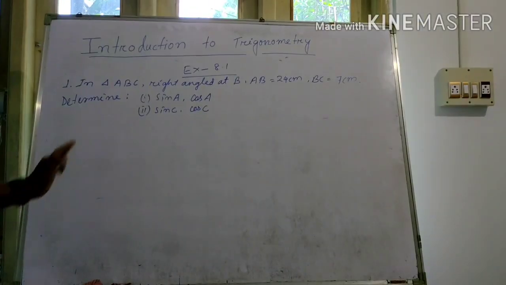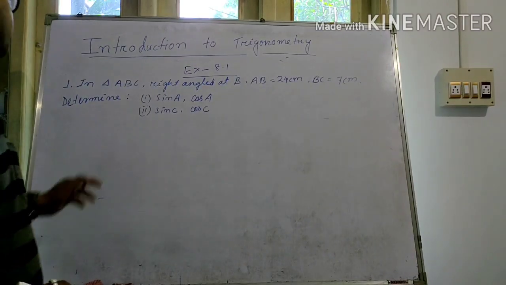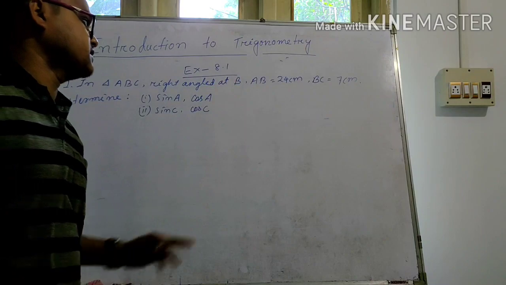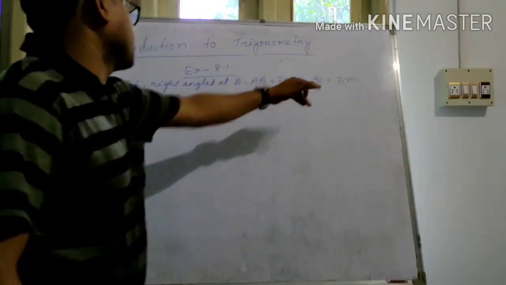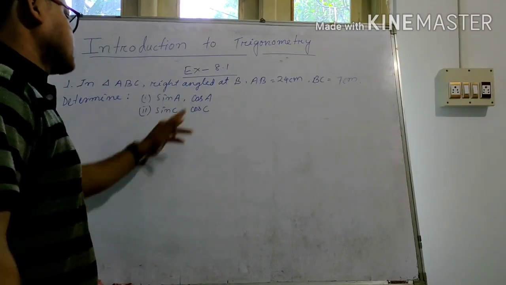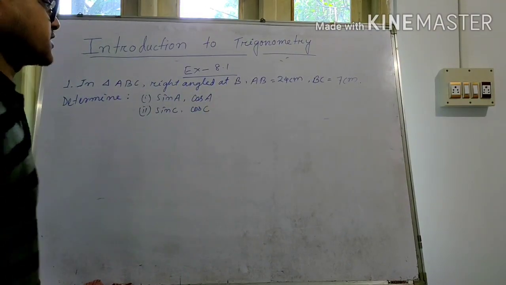Okay, I take an example from exercise 8.1. In a triangle ABC, it is right angled at B. AB is given as 24 and BC is given as 7 cm. You have to determine sine A and cos A, and sine C and cos C.